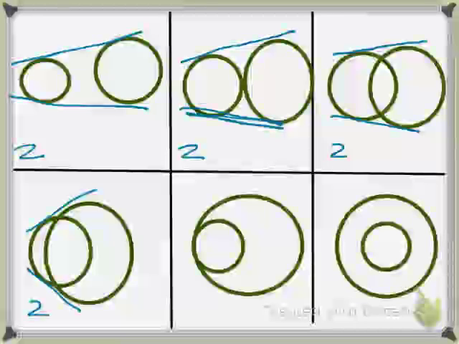Bottom center? 1. What would it look like? On the side of the circle. Along the side of the circle where the two circles meet, we'll have a line meeting as well.